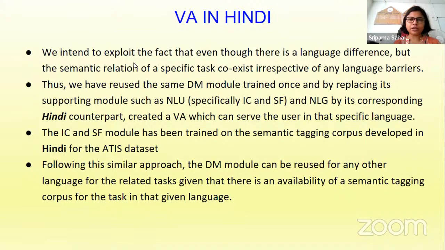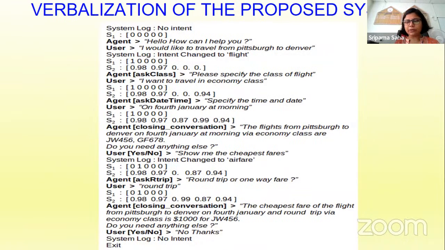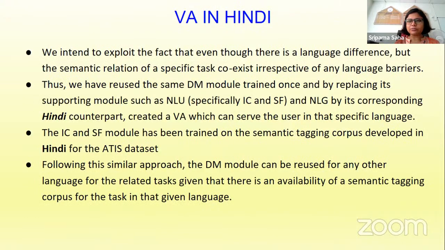So now we intend to exploit the fact that even though there is a language difference, the semantic relation of a specific task coexists irrespective of any language barrier. Initially we developed the model in English, but how can we also develop the same virtual agent in Hindi? In the case of the dialog manager, no change is required, because a dialog manager deals with the state and the action. State is nothing but the slot values and their confidence values. And the action is basically whether to ask, reask, or some other action.